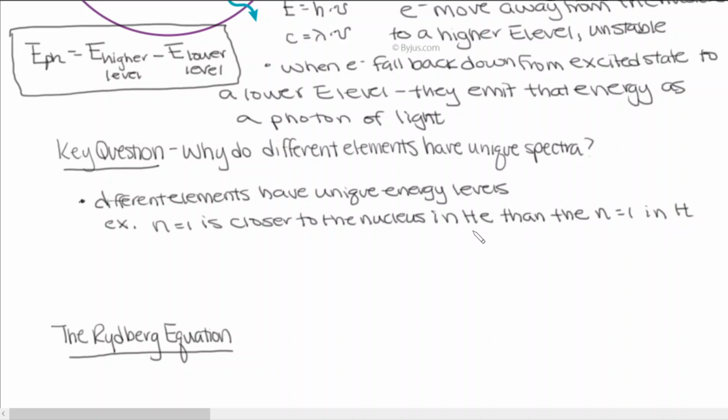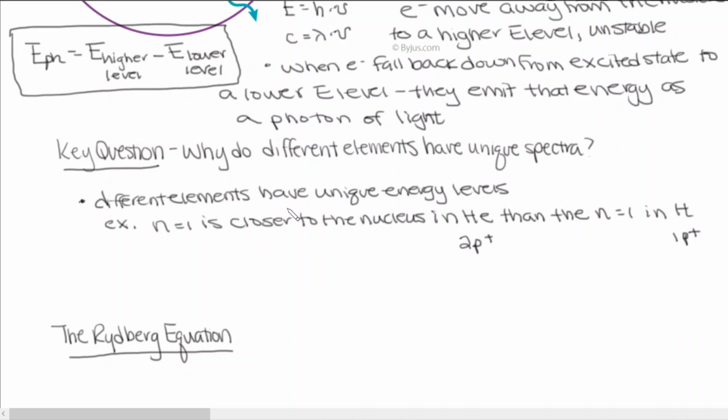Let's think about why that's the case. Why is the n equals 1 for helium smaller than the n equals 1 for hydrogen? Well, think about the number of protons, because that's what's pulling on those outermost electrons. Hydrogen has 1 proton. Helium has 2 protons. So when you have that additional proton in the nucleus, it's able to pull more strongly on that n equals 1 energy level, and that n equals 1 is going to be a little bit closer to the nucleus.